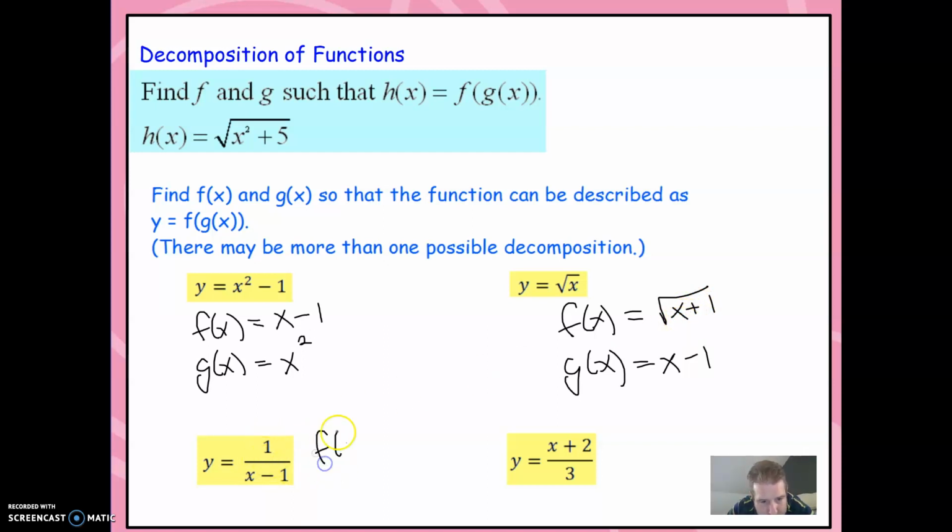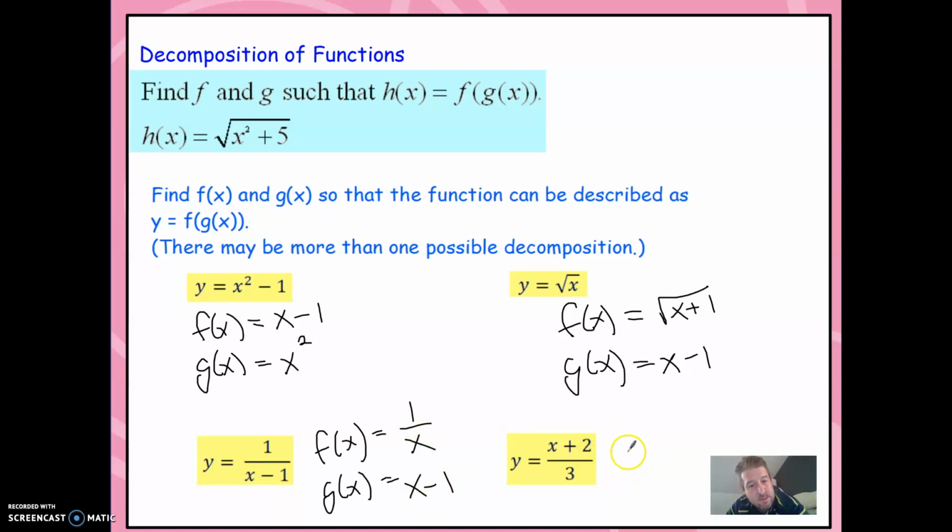Next, f of x and g of x. I want to take g of x and plug it in for f of x. The easiest one I'm finding is 1 over x, and then make this x minus 1. So if you take this x minus 1 and plug it in for x, you get 1 over x minus 1.